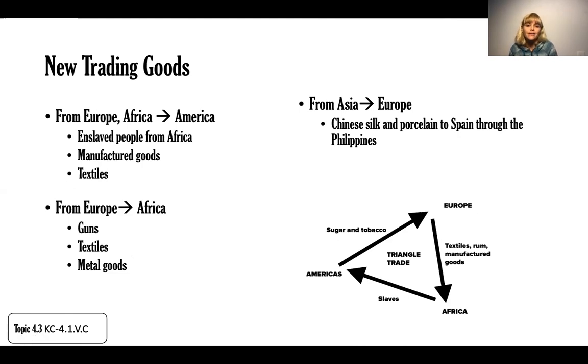Okay, you're also going to see new trading goods. Europe is finally going to get Chinese silk and Chinese porcelain, and it's going to come mostly, actually, it's going to come to Spain through the Philippines. So, as we said, the Spanish are going to be trading silver to the Chinese, and in return, they're going to be getting silk and porcelain, and that's going to come through the Philippines. Okay.